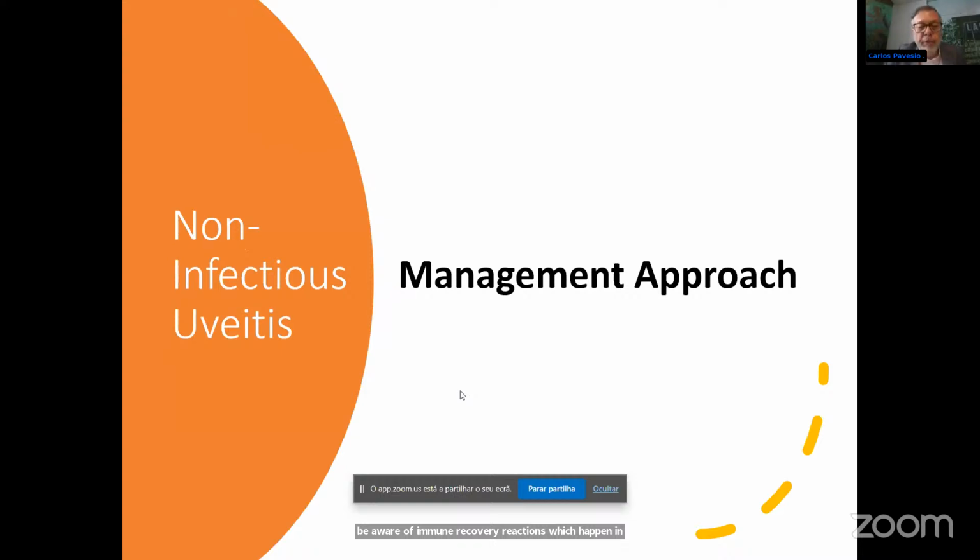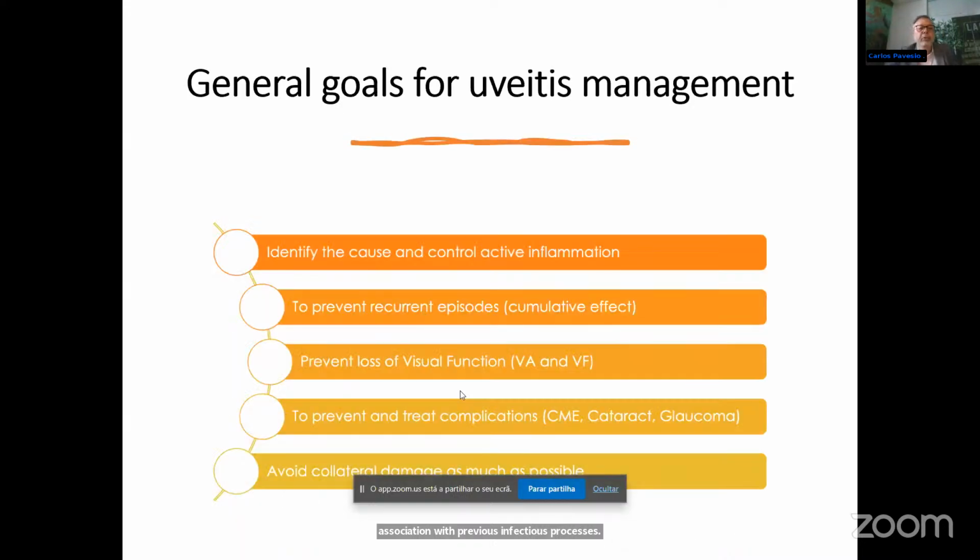When you go for non-infectious uveitis, we have to identify, if possible, the cause of uveitis, again, back to the basics, and we want to prevent recurrences because the more recurrences you have, the more damage results.